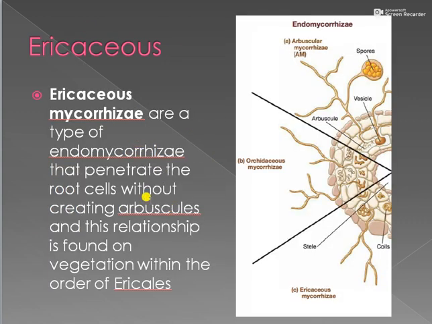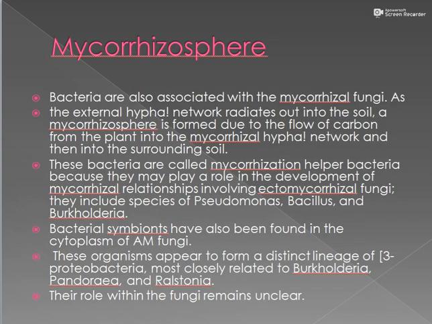Now, the ericaceous mycorrhiza are a type of endomycorrhiza that penetrate the root cells without creating arbuscules, and they are mainly found in the vegetation within the order Ericales. You can also find that certain bacteria are associated with the mycorrhiza's rhizosphere, and that is referred to as the mycorrhizosphere. Different bacteria such as Pseudomonas, Bacillus, and Burkholderia are found to be associated with this mycorrhiza also.